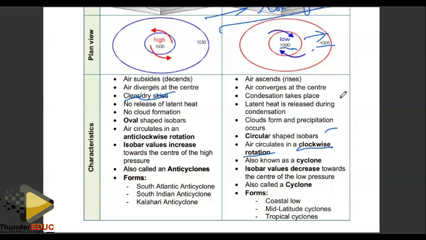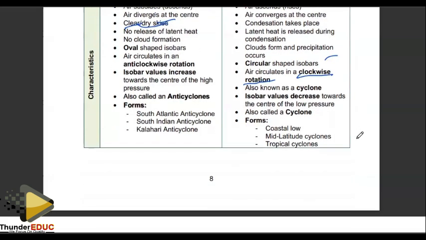So the circulation into the low pressure cell is basically a clockwise rotation. It's also known as a cyclone. We've talked about that. Isobar values decrease towards the center. We've talked about that. Then which typical low pressure cells do we have geographically? We have the coastal low.